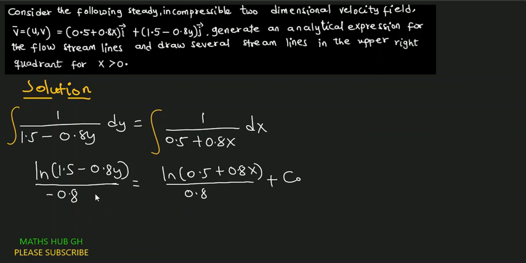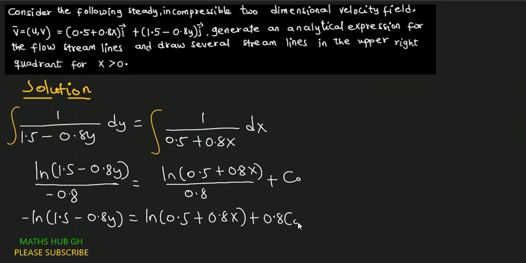So at this point, I will multiply through by 0.8. If I do that, you're going to have minus ln of (1.5 − 0.8y) on the left hand side, and on the right hand side you're going to have ln of (0.5 + 0.8x), then plus 0.8 multiplying C naught. So let's look at what you're going to do next. At this point you're going to say that let C naught be equal to the natural log of C1. Let's take note of that.